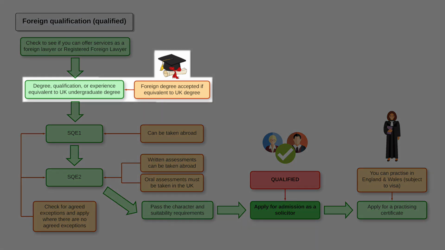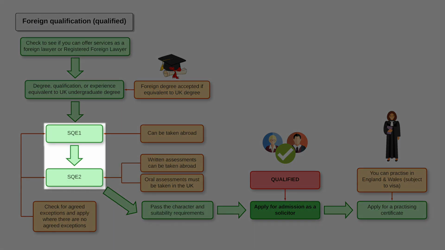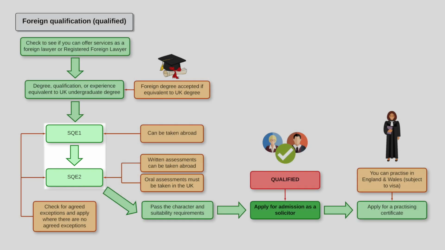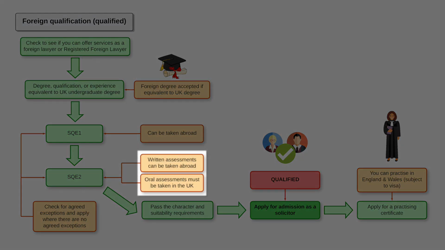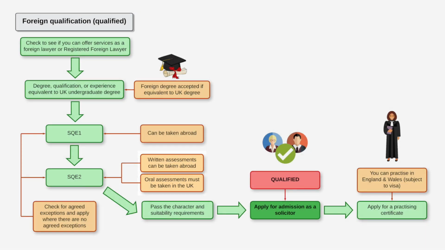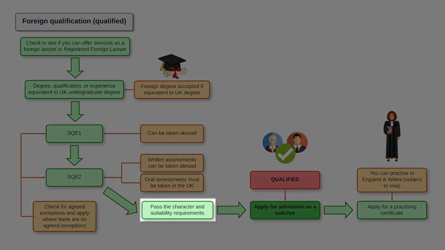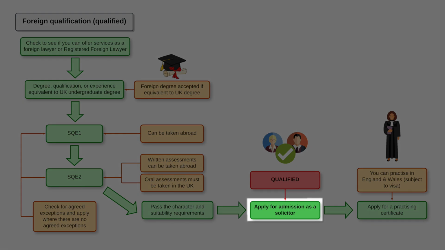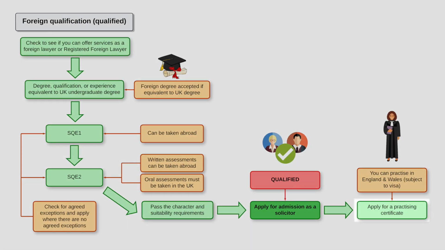Now, you'd need this degree, and a foreign degree is accepted if it's equivalent to a UK degree, so a certificate of equivalence. You need the SQE1 exam passed, and you need to pass the SQE2 exam. As I say, all of that can be undertaken abroad except for the oral assessment element of the SQE2 exam. Now, you then need to pass character and suitability checks. You then qualify, and then you can apply for a practicing certificate.